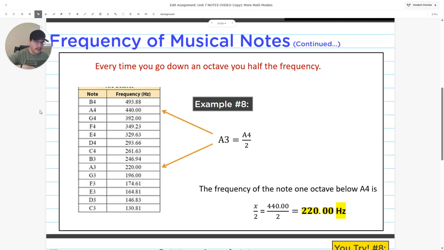Okay, so now we're going to look at going down frequencies instead of going up, or going down octaves instead of going up. So before, going up octaves, we had to multiply our frequency by 2. But now since we're going in reverse, going down an octave, we're going to half it, divide by 2 instead. So let's say my frequency is A4 and I want to go all the way down to A3. Well, whatever A4 is, I'm going to divide it by 2. A4 in this case is 440. So I'm going to divide it by 2 and I'm going to get A3, which is 220.